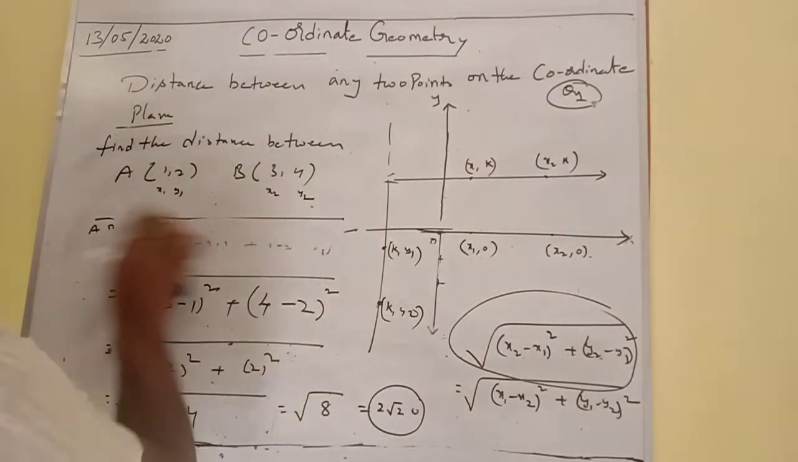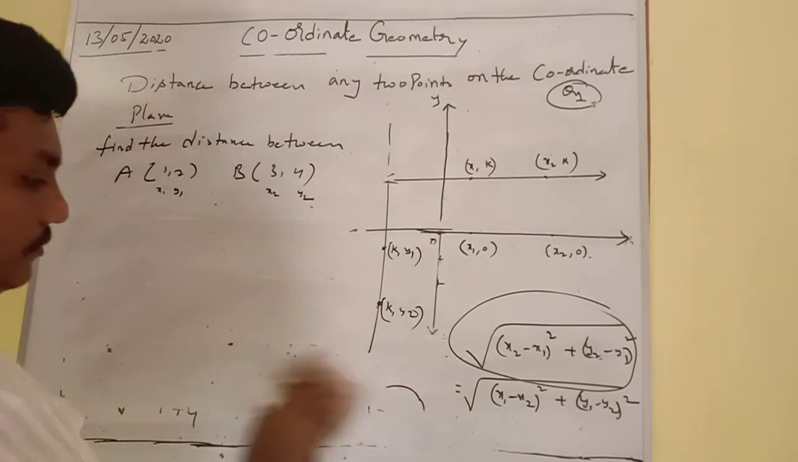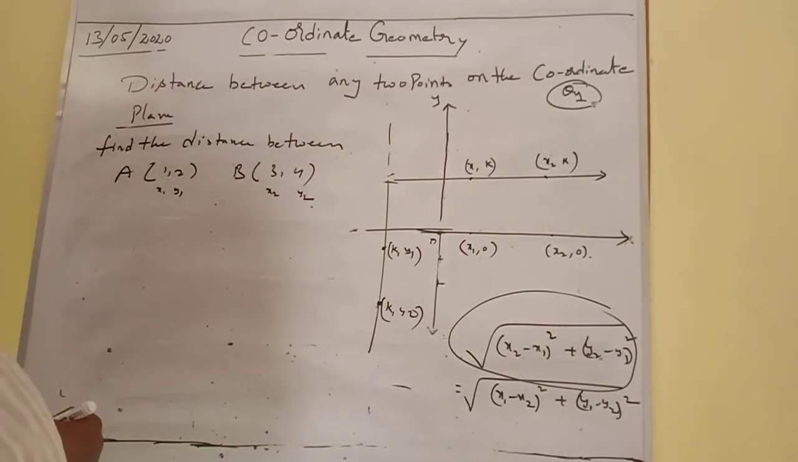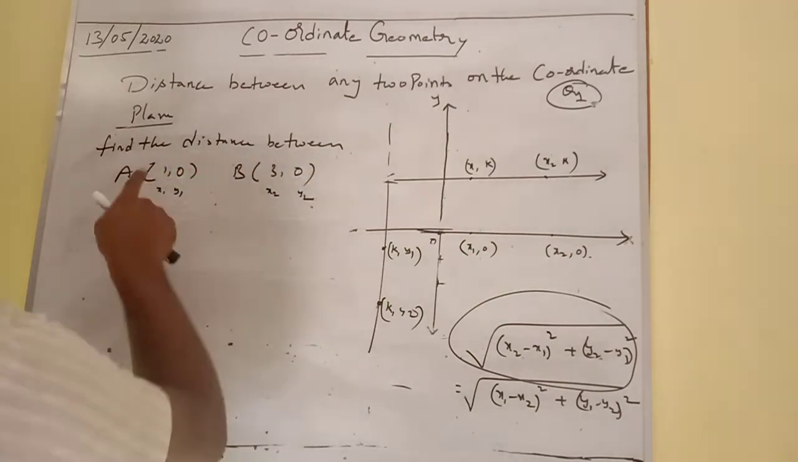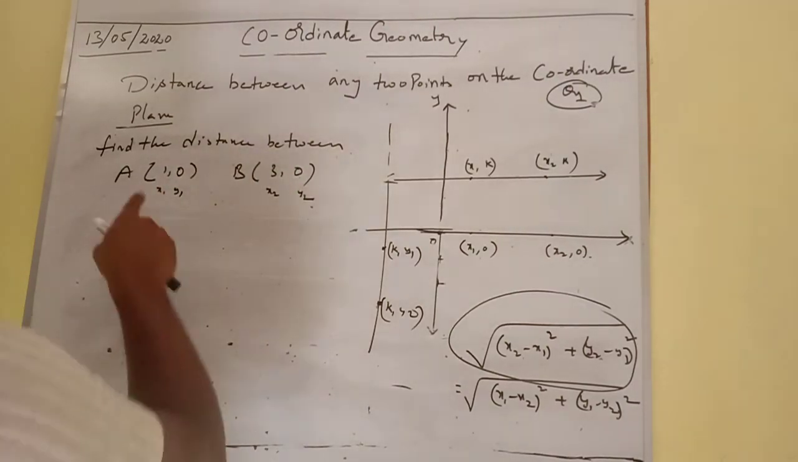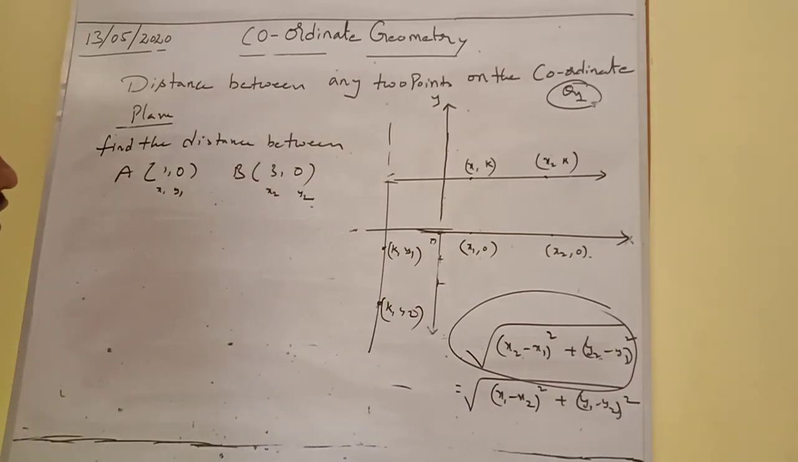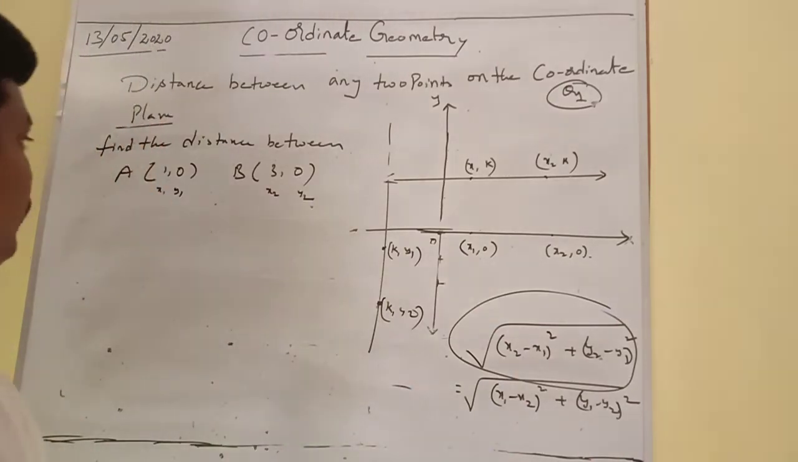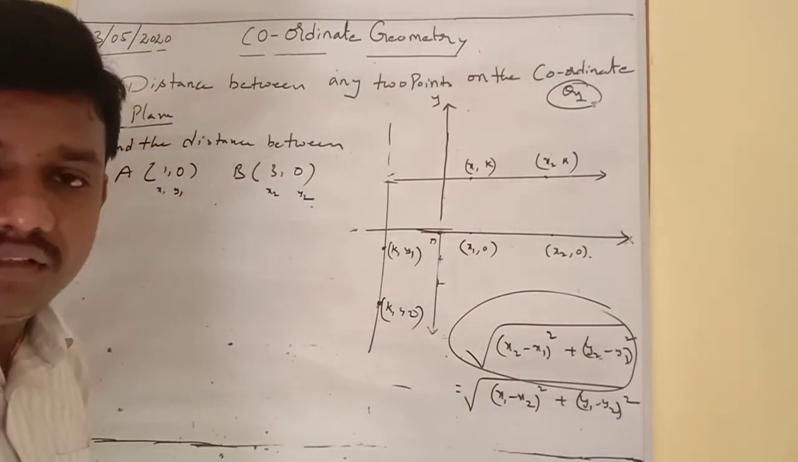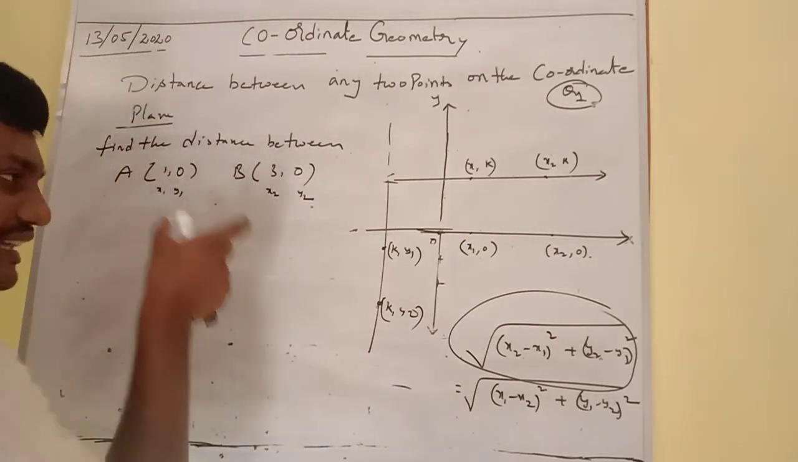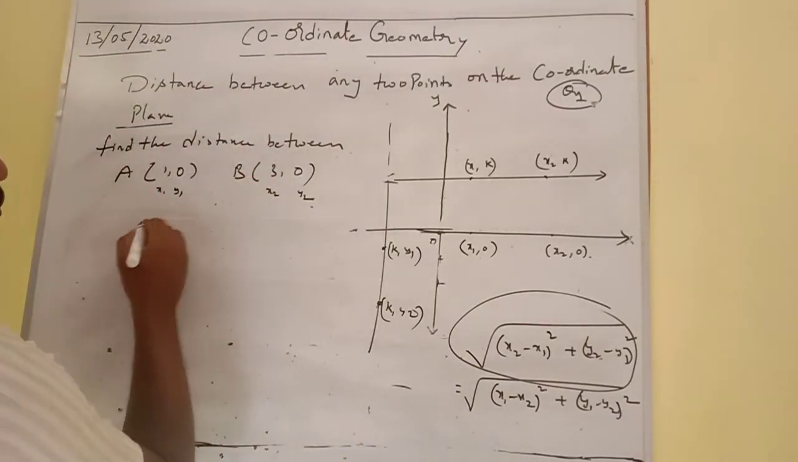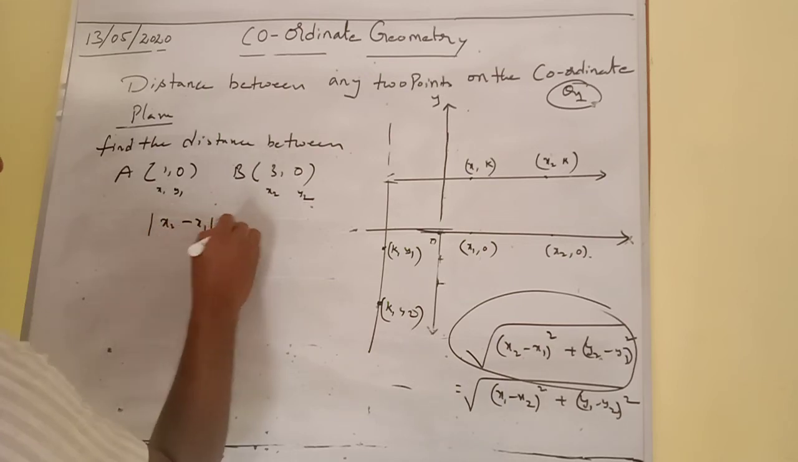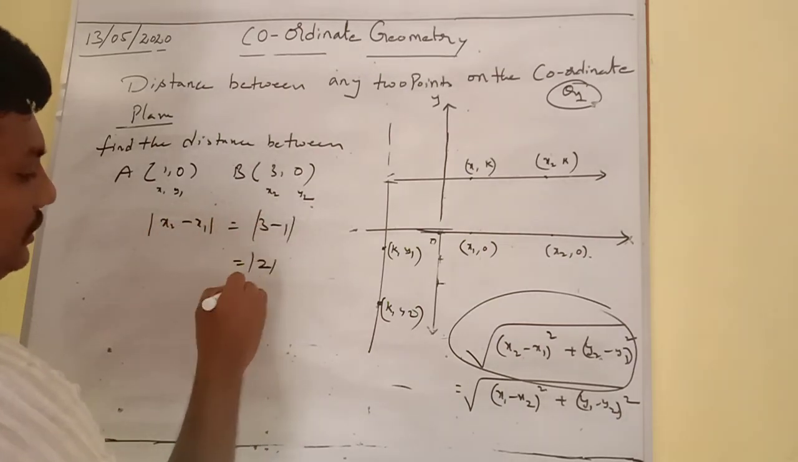Now, if you consider simply the two points 1, 0 and 3, 0, by looking at those two points we can estimate the distance, because both y coordinates are 0. Whenever the y coordinates are 0, these two points lie on the x-axis, and then we have the formula directly. Modulus of x2 minus x1, that is modulus of 3 minus 1, that is modulus of 2. The answer is 2 units.